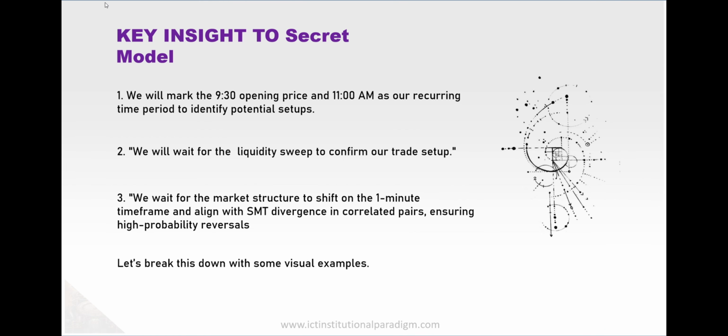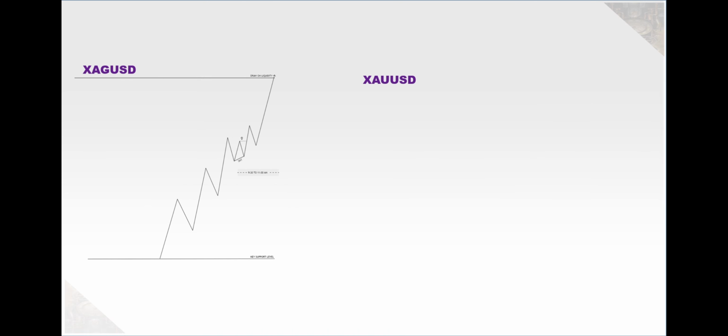Let's break it down with a visual example. So now we have these correlated pairs, right? This is XAGUSD, which is silver, and we have XAUUSD. If you look at this, we have the 9:30 and 11 a.m. time window. We have shifted the structure, but we have failed to sweep out this low in that time window, and we have this draw on liquidity. We have been coming all the way from this key support area.